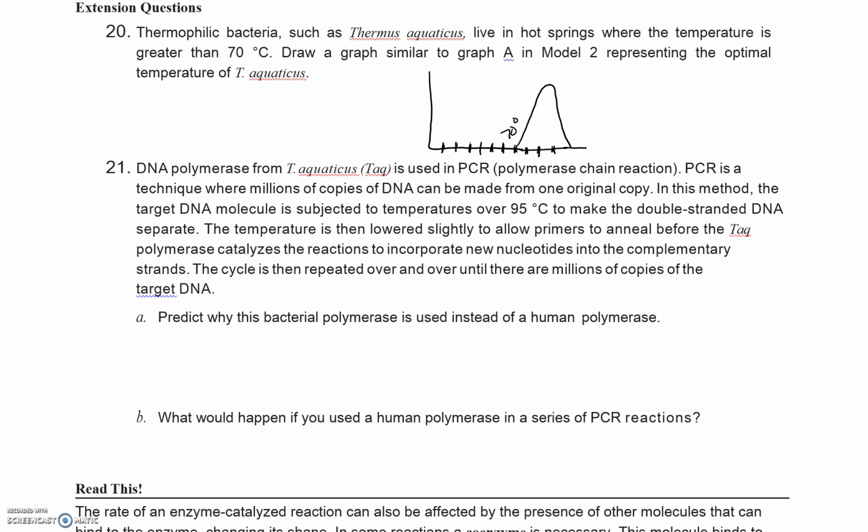Number 21, DNA polymerase from the Taq bacteria is used in PCR, polymerase chain reaction. Polymerase chain reaction is a technique where millions of copies of DNA can be made from one original copy. In this method, the target DNA molecule is subjected to temperatures over 95 degrees Celsius to make the double-stranded DNA separate. The temperature is then lowered slightly to allow primers to anneal before the Taq polymerase catalyzes the reaction to incorporate new nucleotides into the complementary strands. The cycle is then repeated over and over until there are millions of copies of the target DNA.